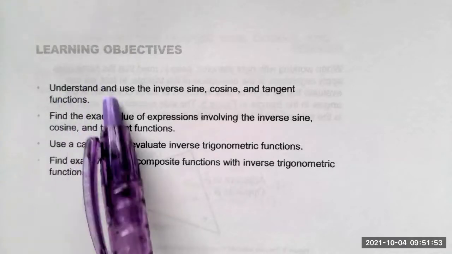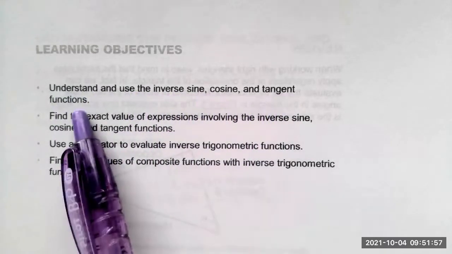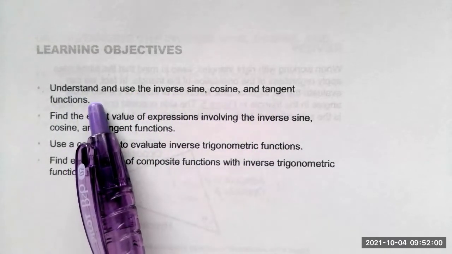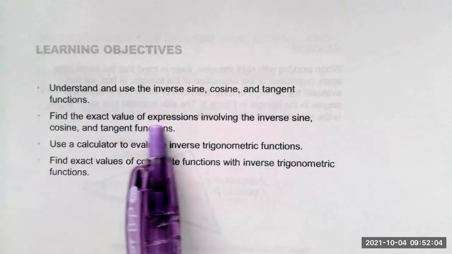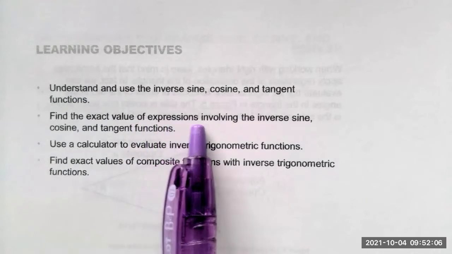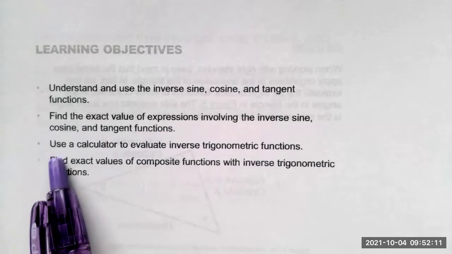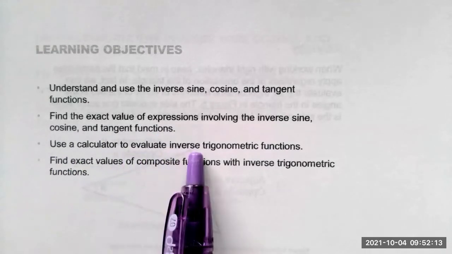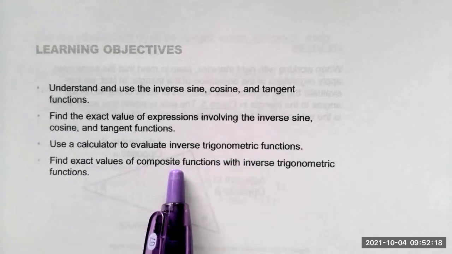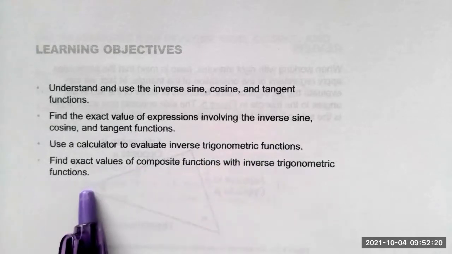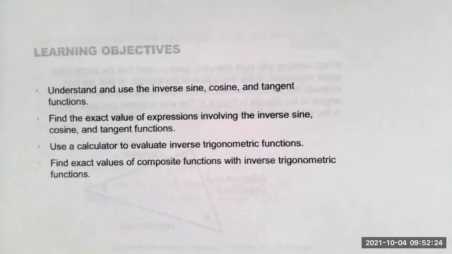So the learning objectives are to understand and use the inverse sine, cosine, and tangent functions. And by the way, this is 8.3. Find the exact value of expressions involving the inverse sine, cosine, and tangent functions, and use a calculator to evaluate inverse trigonometric functions. Find exact values of composite functions with inverse trigonometric functions. So that's what we're going to be doing in this section.